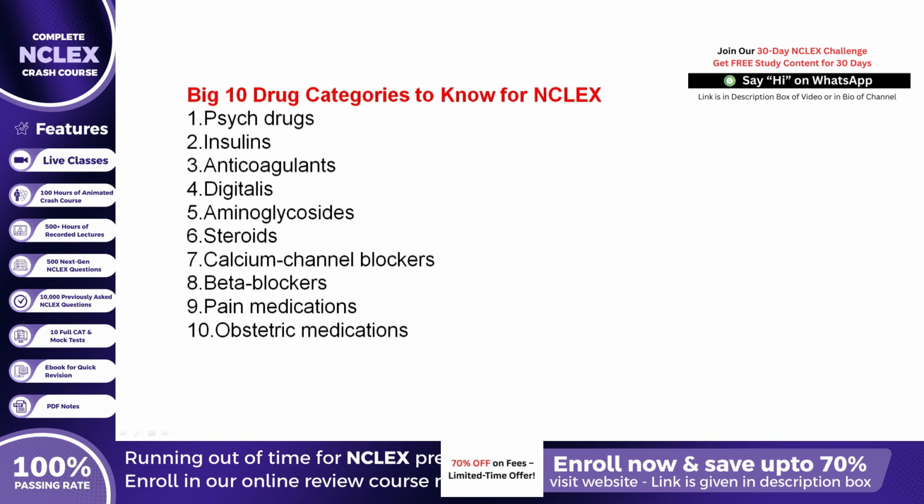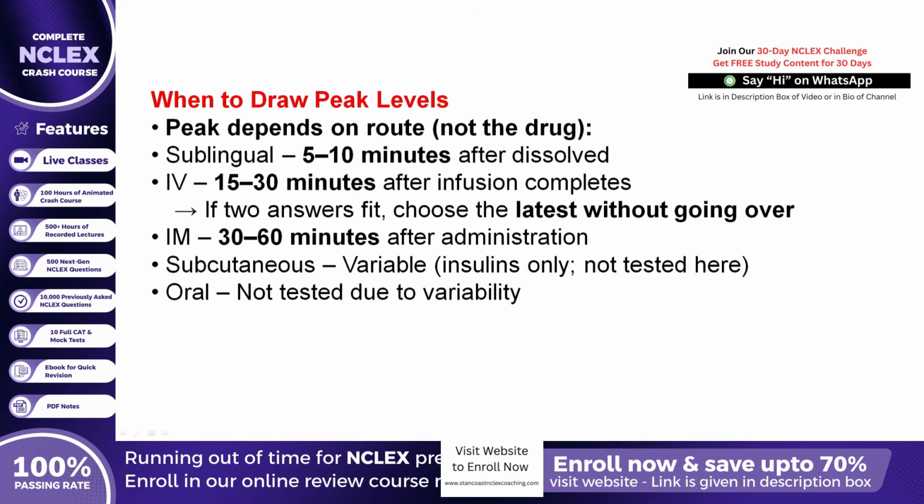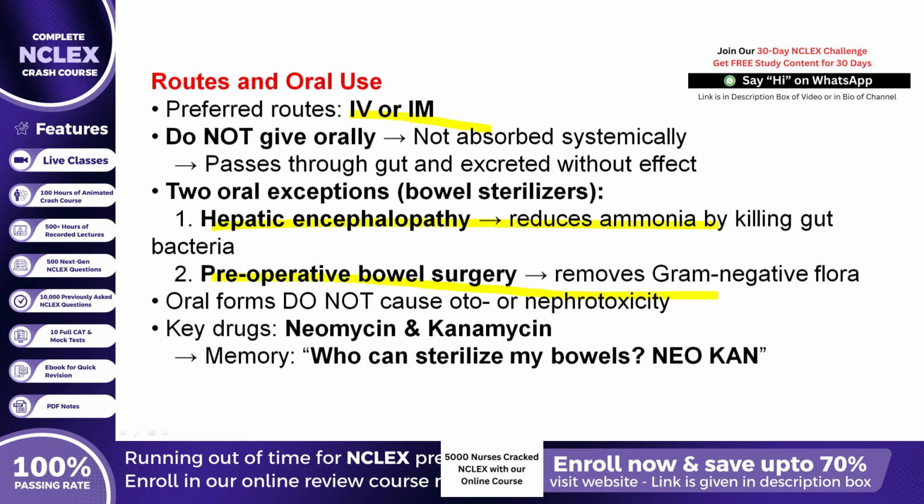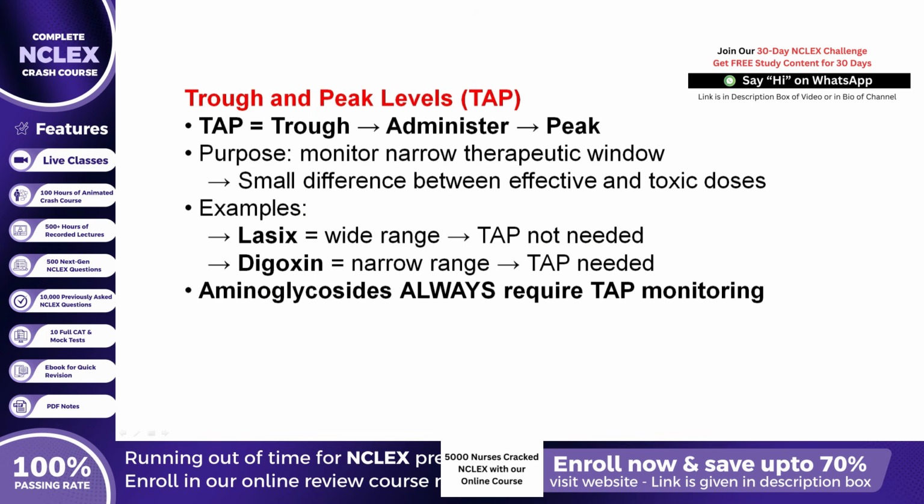For example, a drug like furosemide has a wide therapeutic range, so TAP monitoring is not needed. On the other hand, a drug like digoxin has a narrow range, so TAP monitoring is required. And for aminoglycosides, you must remember that they always require TAP monitoring.